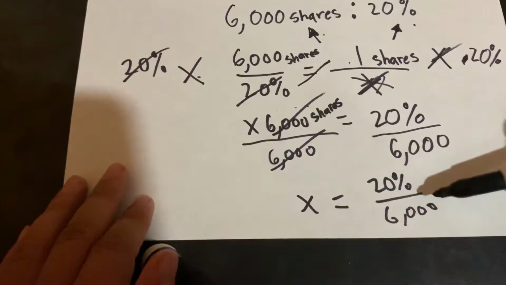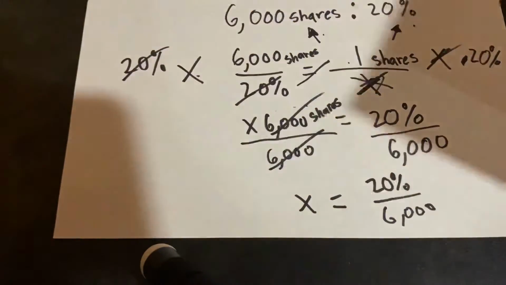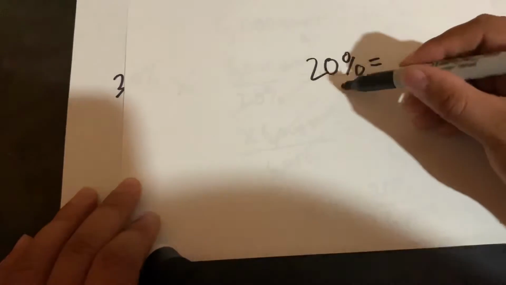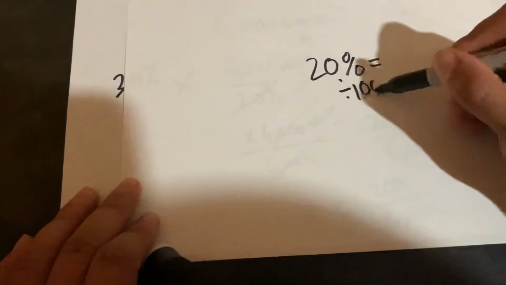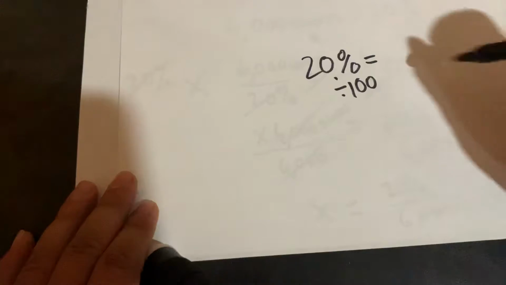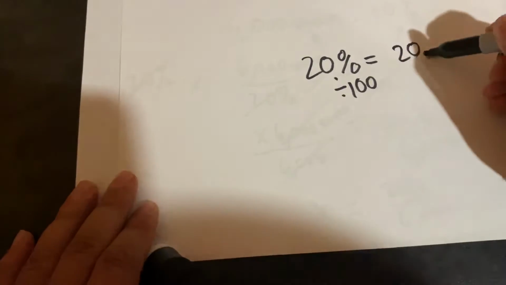But 20% divided by 6,000 is a little difficult to do with a percentage. So I need to change that percentage into a decimal. So let's do that. So I have 20%. To change a percentage into a decimal is the same thing as dividing by 100. That is because percentage is out of 100. So I'm making it out of 100. If I'm dividing by 100, I'm making it out of 100. And so that is just moving the decimal 2 places to the left.